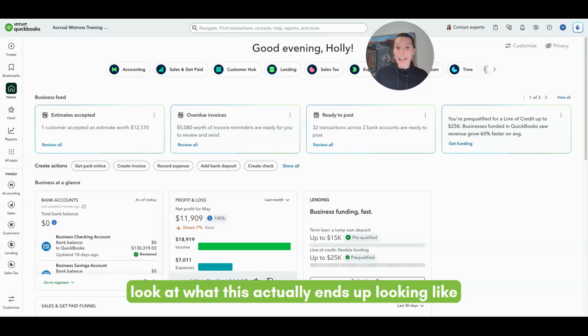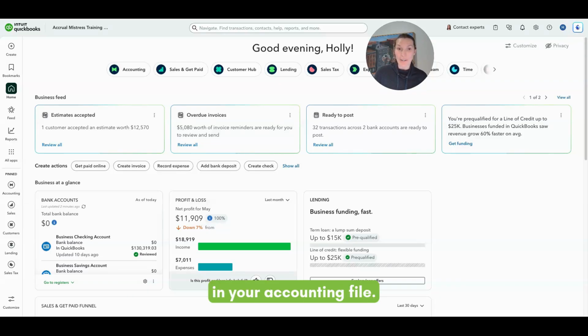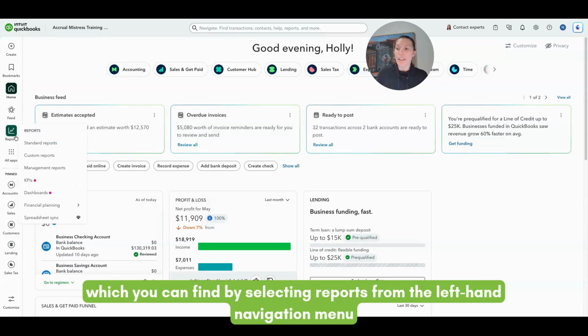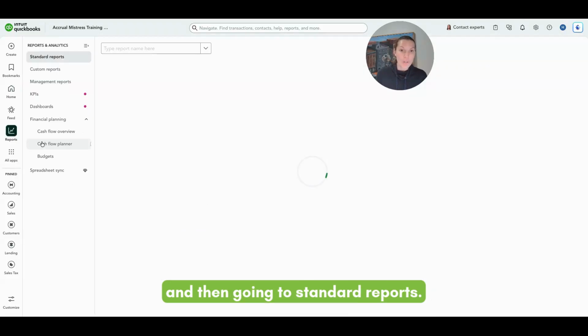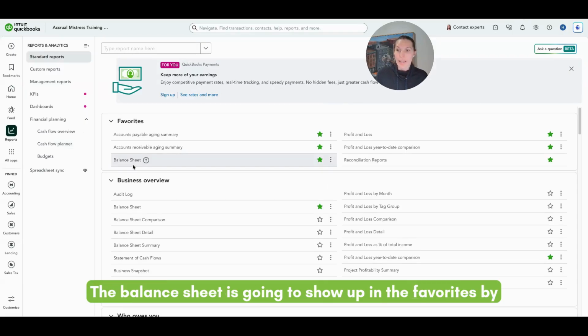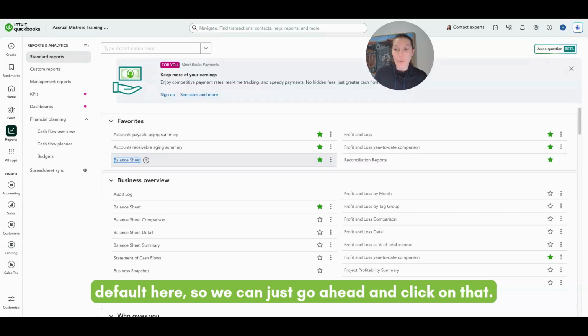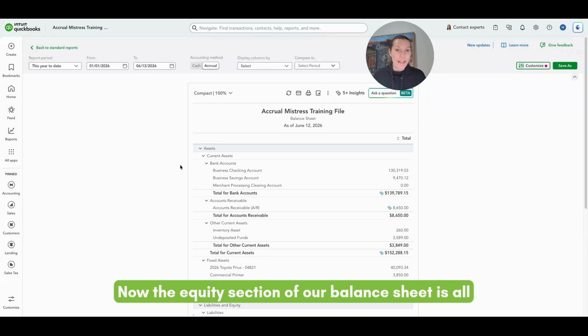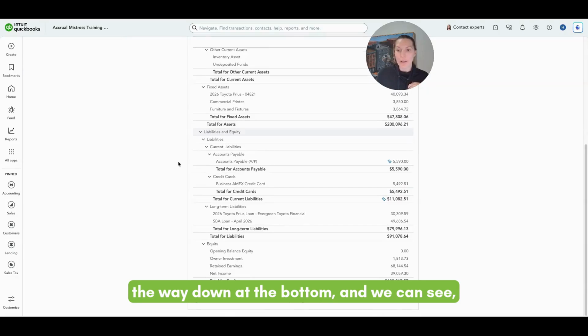So let's look at what this actually ends up looking like in your accounting file. Now, to find your owner contributions, you'll go to your balance sheet, which you can find by selecting Reports from the left-hand navigation menu and then going to Standard Reports. The balance sheet is going to show up in the favorites by default here, so we can just go ahead and click on that. Now, the equity section of our balance sheet is all the way down at the bottom.